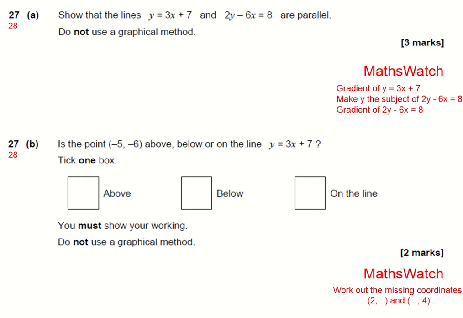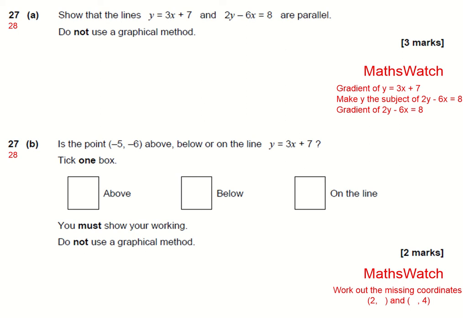Question 27. Show that the lines y equals 3x plus 7 and 2y minus 6x equals 8 are parallel. Do not use a graphical method, which means you're not allowed to draw a graph to show this.